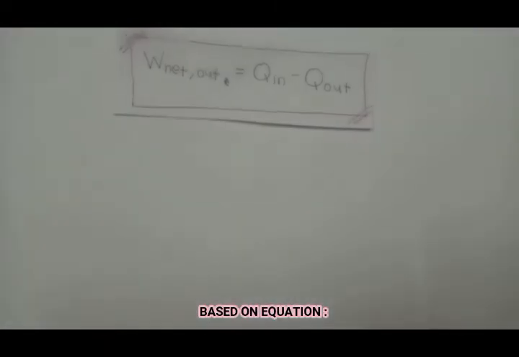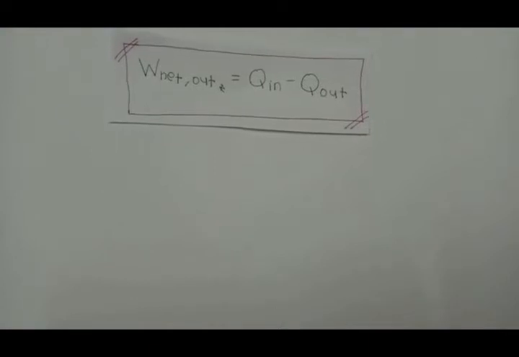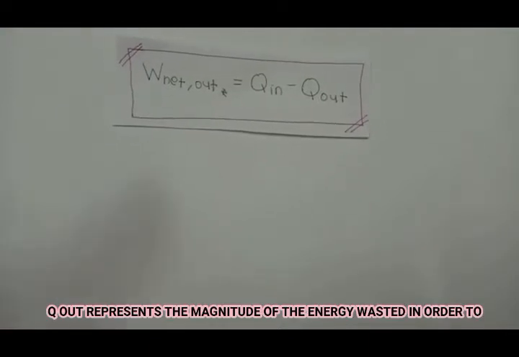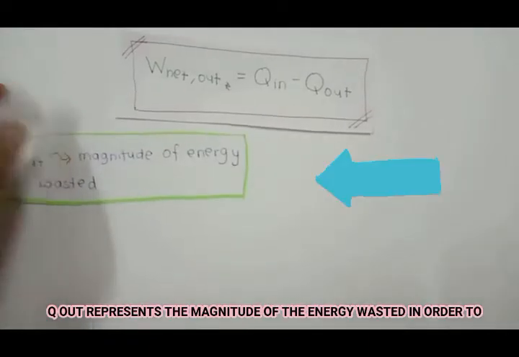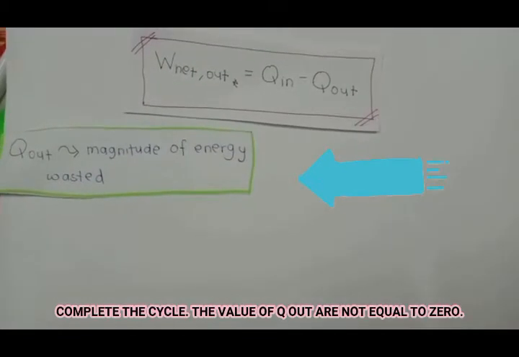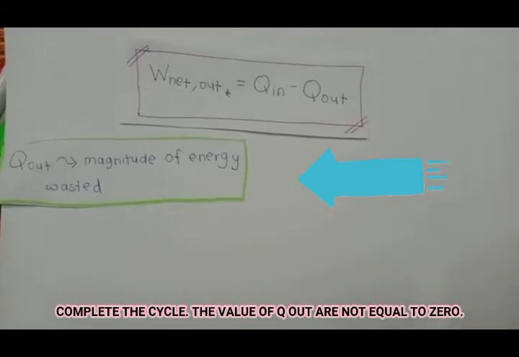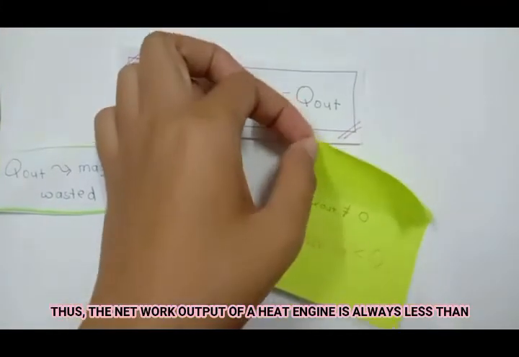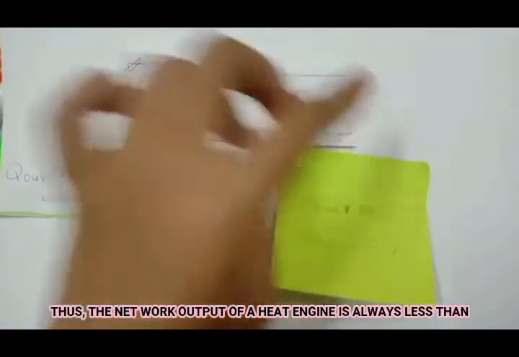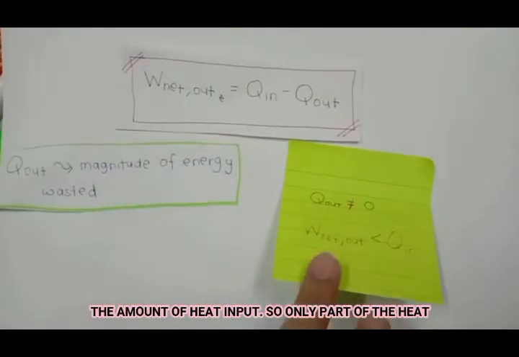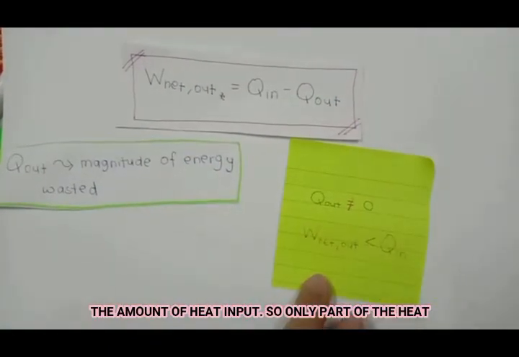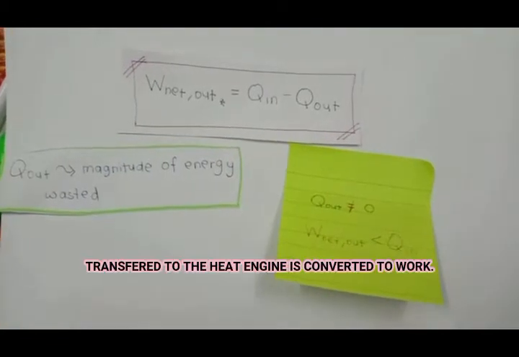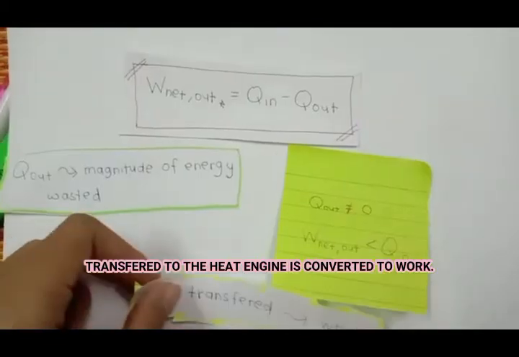Based on the equation W net out equals Q in minus Q out, Q out represents the magnitude of the energy wasted in order to complete the cycle. The value of Q out is not equal to 0. Thus, the net work output of a heat engine is always less than the amount of heat input. So, only part of the heat transferred to the heat engine is converted to work.